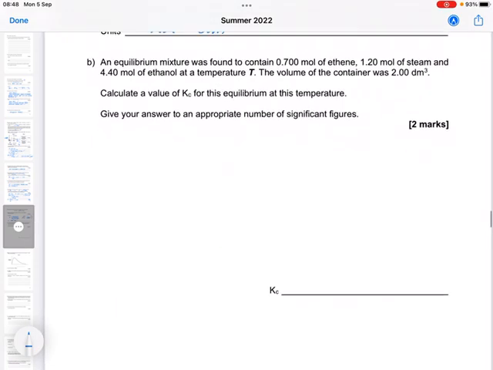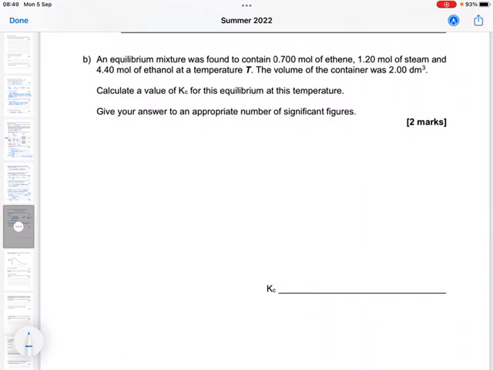Part B. An equilibrium mixture was found to contain 0.7 moles of ethene, 1.2 moles of steam, and 4.4 moles of ethanol at a temperature T. The volume of the container was 2 decimeters cubed. So I've got numbers of moles and I've got a volume, so I'm going to have to work out the concentrations for each of these using that formula there.